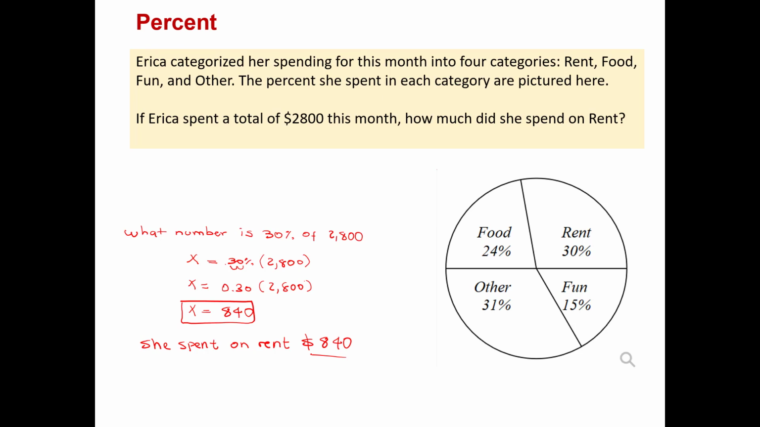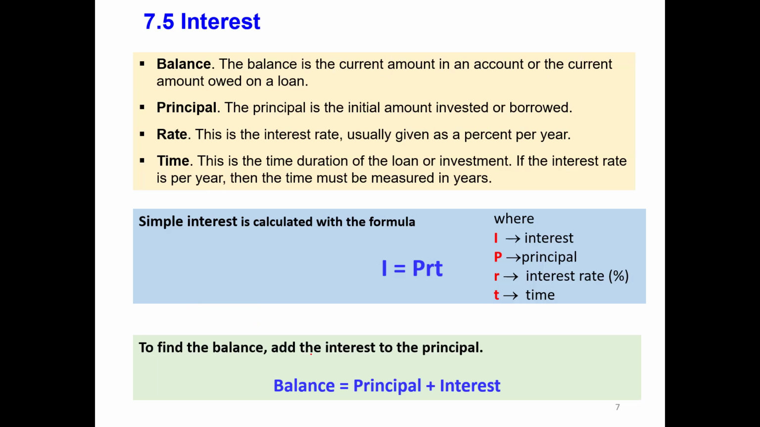Let's try the next problem. And now we will start with chapter 7. Chapter 7 is interest, and before starting to solve the problems, let's define some words. We need to know the definition of the meaning in order to solve the problems.